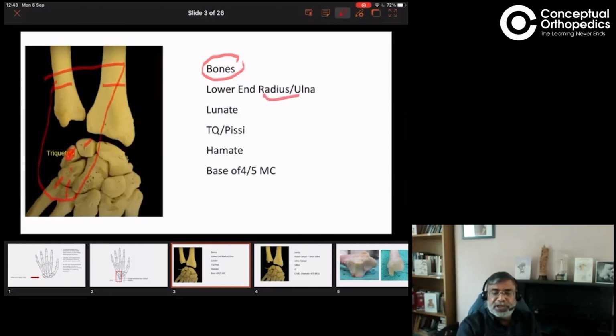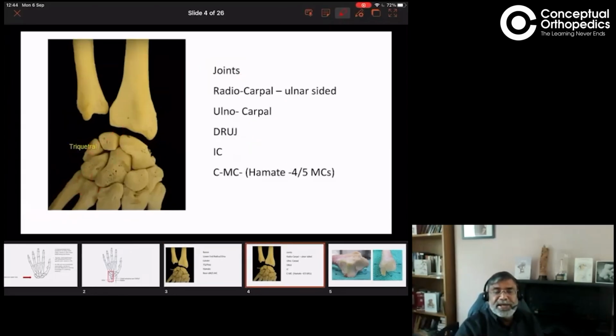So lower end radius, ulna, lunate. You remember the lunate articulates both with the radius and the lower end of the ulna, and we will see that. Then triquetrum, pisiform, hamate, and the fourth and fifth metacarpals. Any pathology of these bones can cause problems on this side. Then there are multiple joints which can cause problems. So what are the joints on the ulnar side? You have to look for the problem.